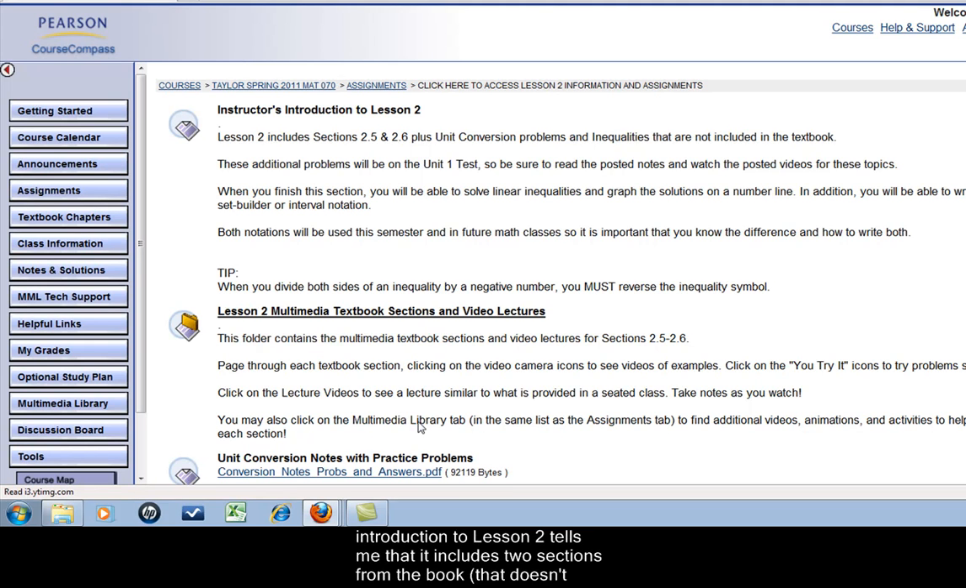The introduction to Lesson 2 tells me that it includes 2 sections from the book, that doesn't sound bad, plus unit conversion problems and inequalities that are not included in the textbook. These additional topics will be on the Unit 1 test, so be sure to read the posted notes and watch the posted videos for these topics.